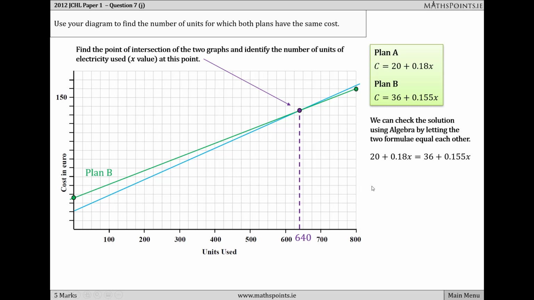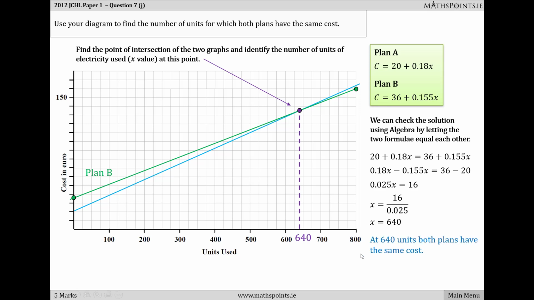If we collect the x terms on the left, we subtract 0.155x from both sides. And if we collect the number terms on the right, we subtract 20 from both sides. This gives us 0.025x equals 16. We divide both sides by 0.025, and we get that x is equal to 640. So at 640 units, both plans have the exact same cost.